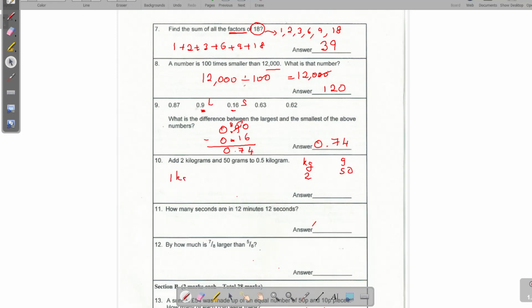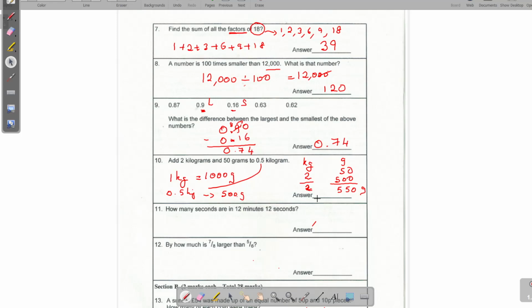1 kilogram is 1000 grams. Therefore, 0.5 kilogram, half of it, will be 500 grams. So you add the 500 here, and you get 2 kilograms and 550 grams. That's the answer.